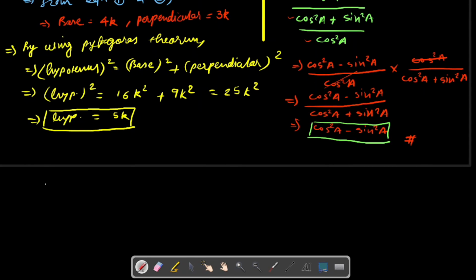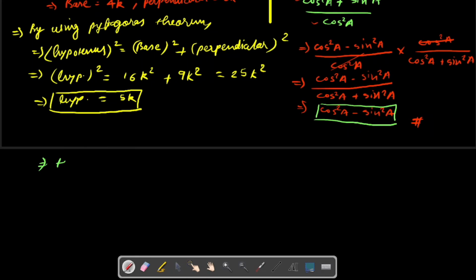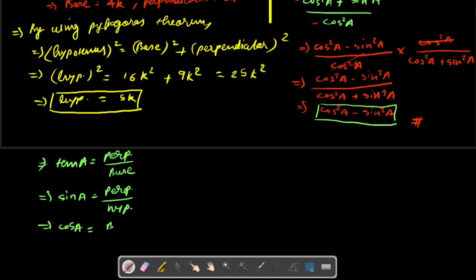Okay, now we know that tan A is equal to what? Perpendicular upon base, right? Similarly, we know that sin A is equal to perpendicular upon hypotenuse, right? Similarly, we also know that cos A is equal to base upon hypotenuse, right? Now, just by putting the values, you get the value of tan A, sin A and cos A.